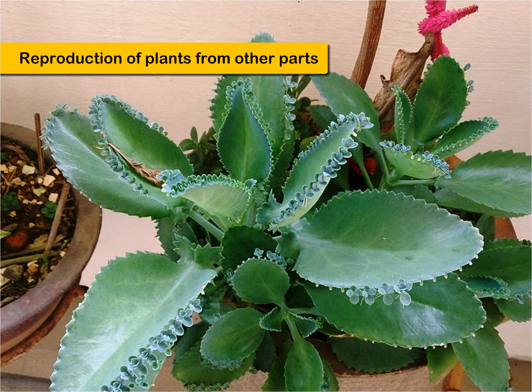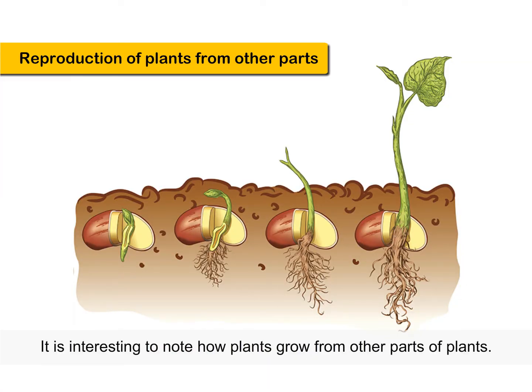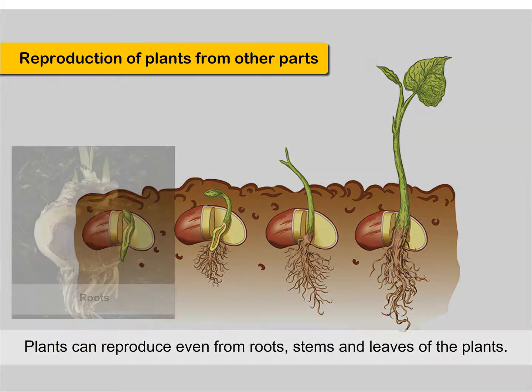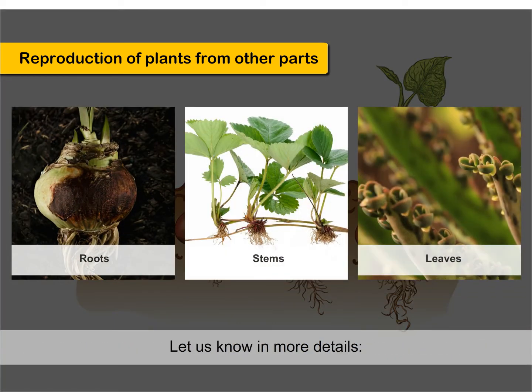Reproduction of plants from other parts. Most plants grow from seeds. It is interesting to note how plants grow from other parts of plants. Plants can reproduce even from roots, stems, and leaves of the plants. Let us know in more details.